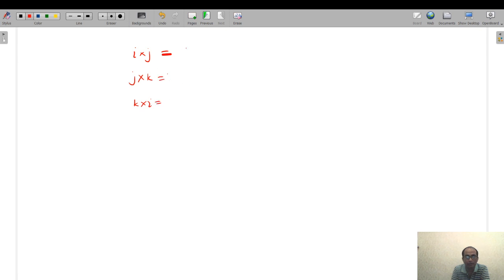So first I cross j. I here, j here. So these are the magnitudes. Sine between them is 90 degree. And let us see the direction. Let this be I, this is j, and this is k here.